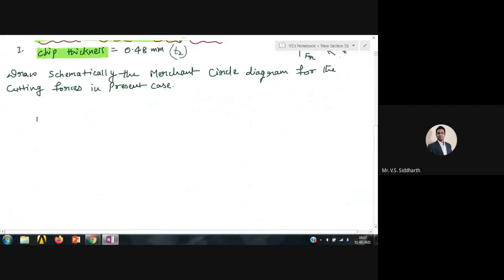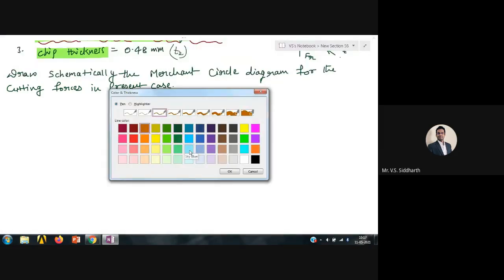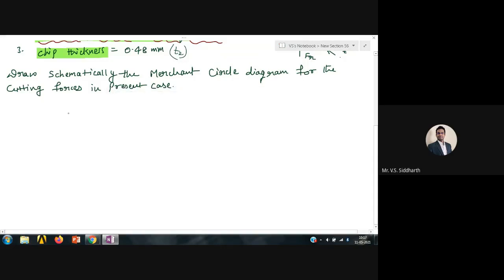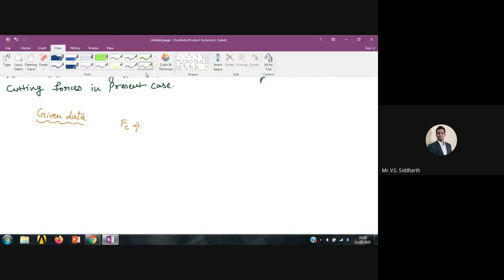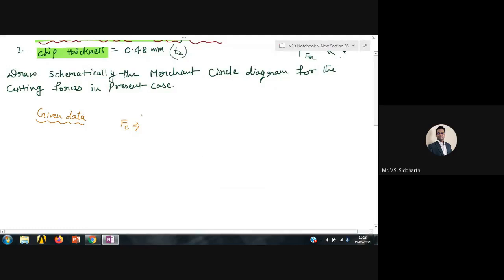Take the screenshot. And now here I will write what is the given data. Given data. Can anyone tell me what is the value of FC? Quickly tell me, by looking at the question, I'm not going to change it. What is the value of FC? 500 Newton. What is the value of FF? 200 Newton.